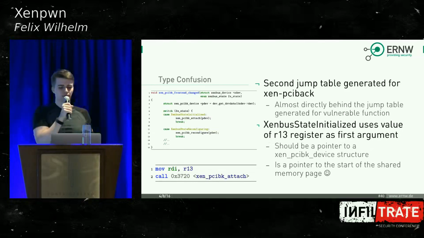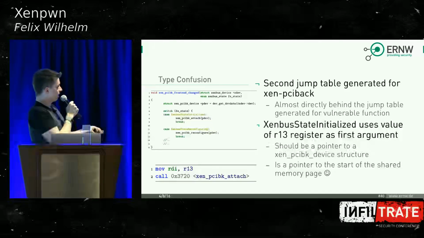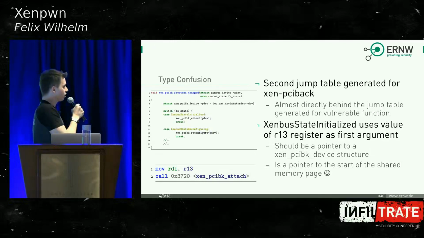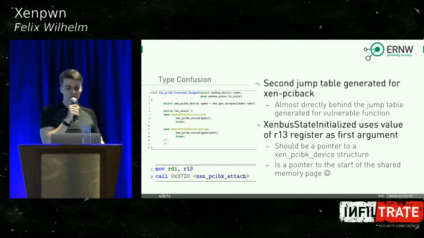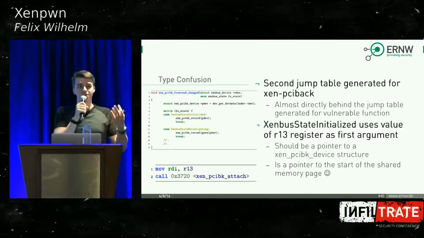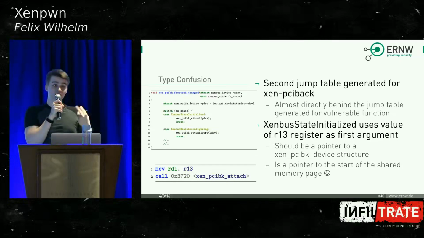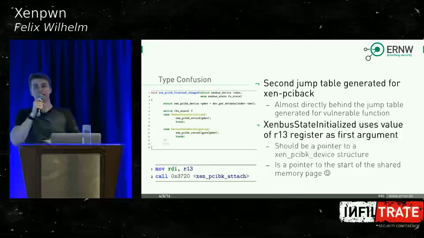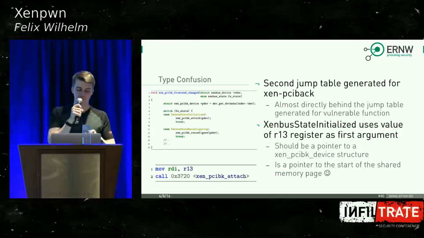So this is the code for this case. We move R13 to the RDI register and then call the Xenpwn back attach function. This should be a pointer to a Xenpwn back device structure, but it is a pointer to the start of our shared memory page. So the value at this address is completely under our control.